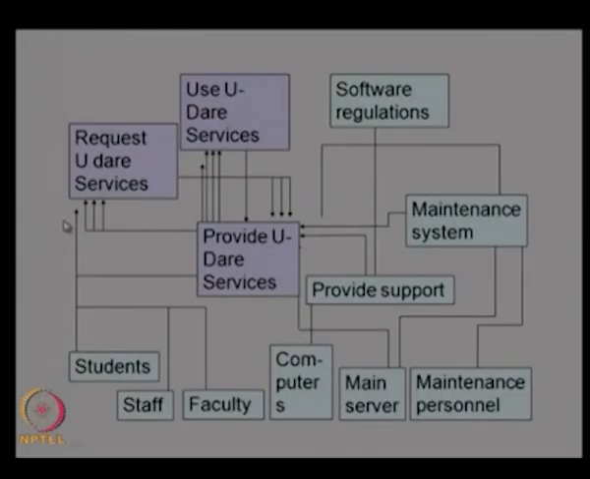You can have various external systems and how they are interacting with the main system. So you can see these are the external systems: the students, staff, faculty, then the hardware systems, then the server, maintenance personnel, then maintenance system, then there are software regulations, then of course other things like building and other infrastructure also will be coming as external systems. The input will be the request for UDAIR services, and then the output will be UDAIR services coming from the system. So this is the main system and these are the external systems, and this shows the inputs and outputs. Of course, there are various inputs and various outputs coming from the system.